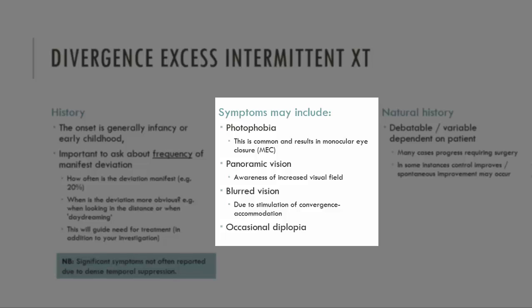Now, other symptoms that you might elicit from the patient, or you can ask questions with regards to, is that intermittent XT patients can experience panoramic vision. So when the eye is exotropic, there's an increase in their visual field. Sometimes the patients may complain of blurred vision, and this is usually because they're trying to take control of the exodeviation through the use of accommodation, which then blurs their visual acuity.